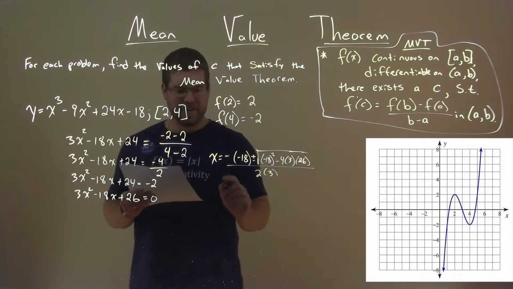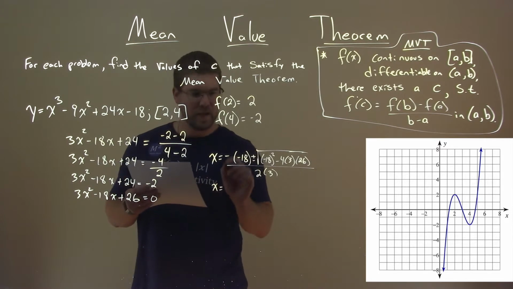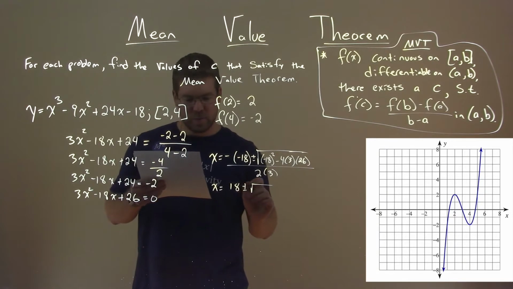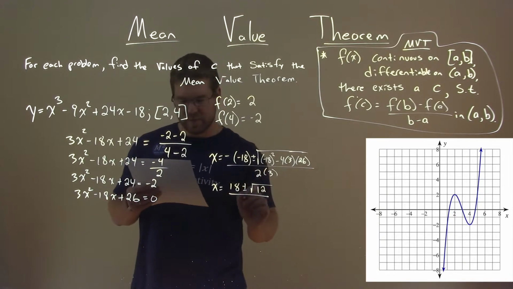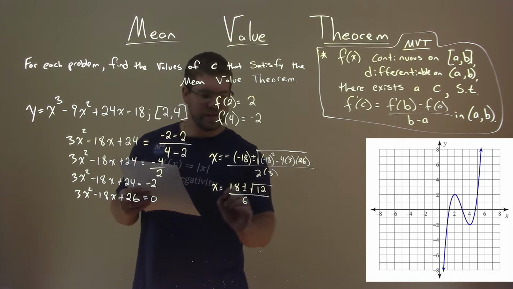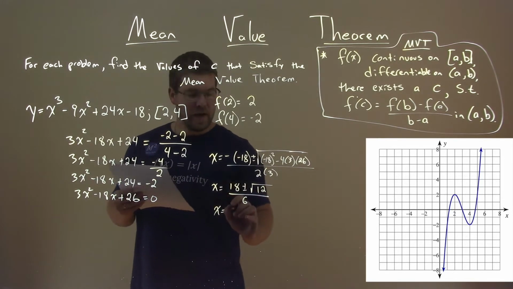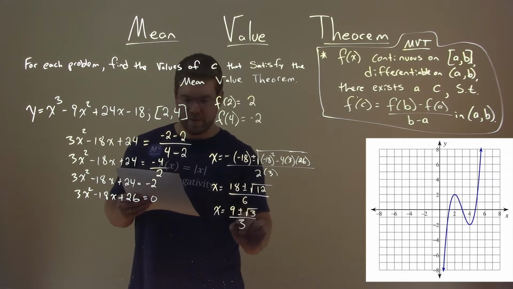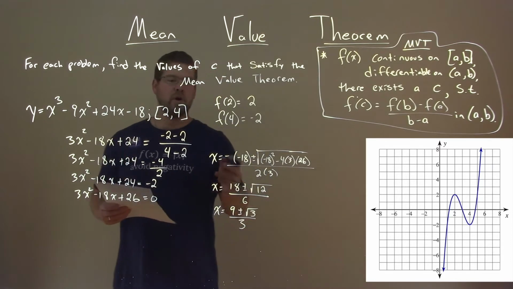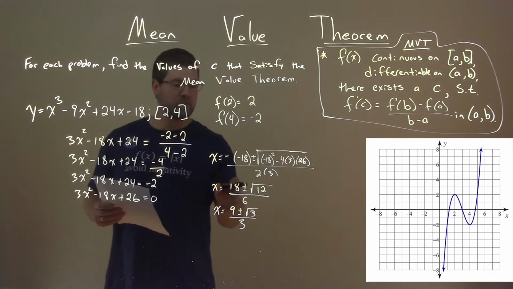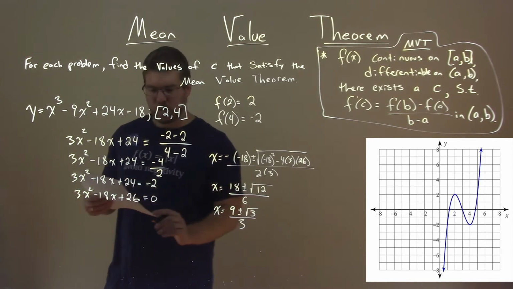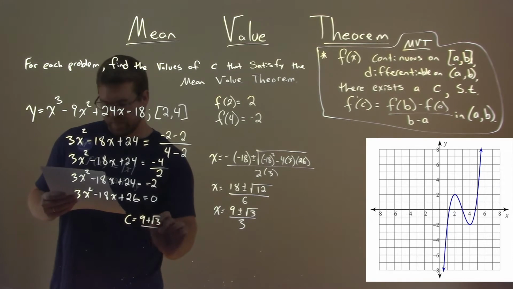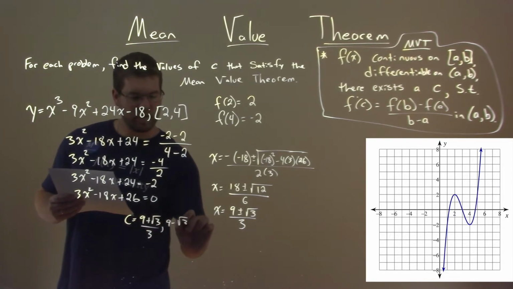Now hopefully you know how to use the quadratic formula, but I simplified this out for you. Negative makes a positive 18, plus or minus the square root, and the inside comes out to be 12, all over 2 times 3 is 6. This simplifies to x equals 9 plus or minus square root of 3 over 3. And both of these values, 9 plus square root of 3 over 3 and 9 minus square root of 3 over 3, are within our interval. So our two c values we can label here are 9 plus square root of 3 over 3, and 9 minus the square root of 3 over 3.